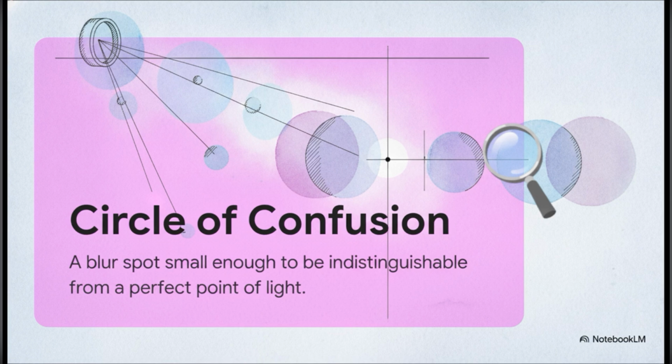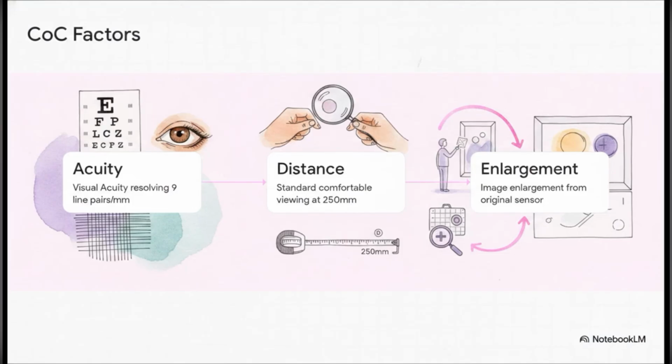So that coveted depth of field we all chase, it's just the visual zone on either side of that invisible glass plane where those blur spots remain smaller than our acceptable circle of confusion. If the blur spot is tiny enough, our brain is completely fooled into thinking it's a perfect point. Now, the exact size of what makes an acceptable circle of confusion isn't some universal constant. It actually relies entirely on three very human, very environmental factors.